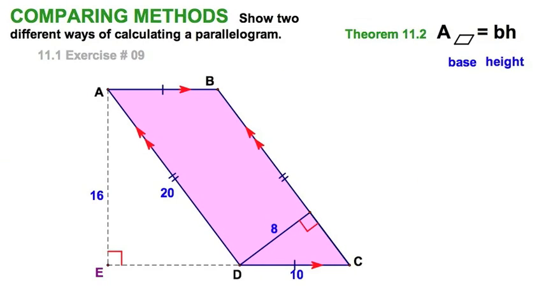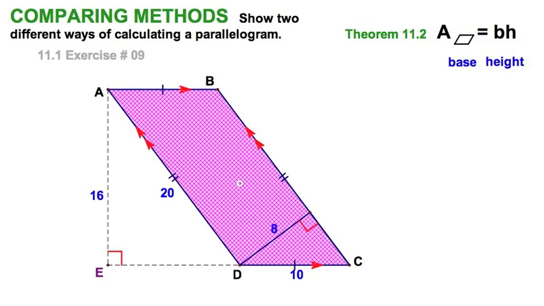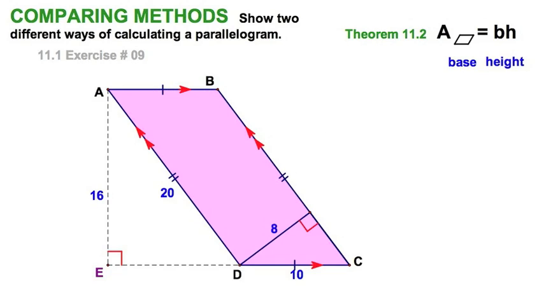Well, in this exercise, number 9 from the section, we're going to take this parallelogram and find its area two different ways. We know theorem 11.2, base times height is the area of a parallelogram. And again, we're given this parallelogram. Probably the most straightforward is, let's call DC the base.